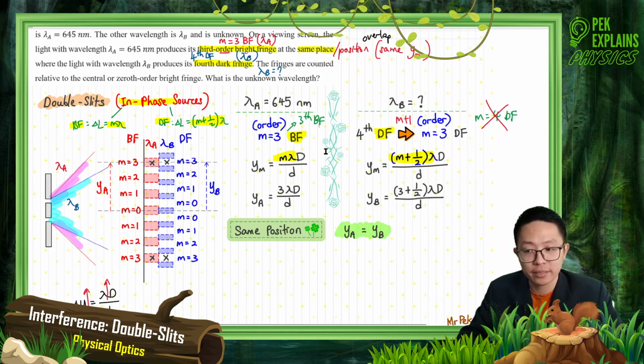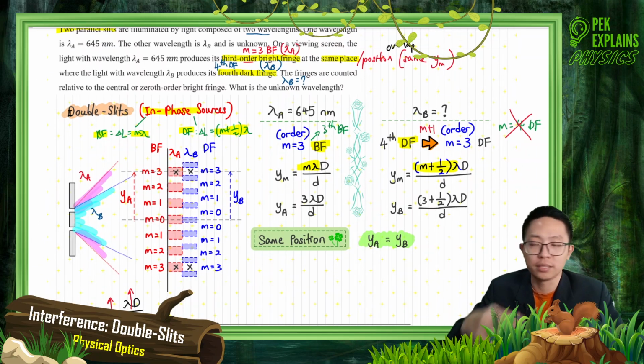How do you know that? You must know what it is. Is it about double slit or single slit? Is it in phase source or anti-phase source? Okay, then you can know the correct formula for y.